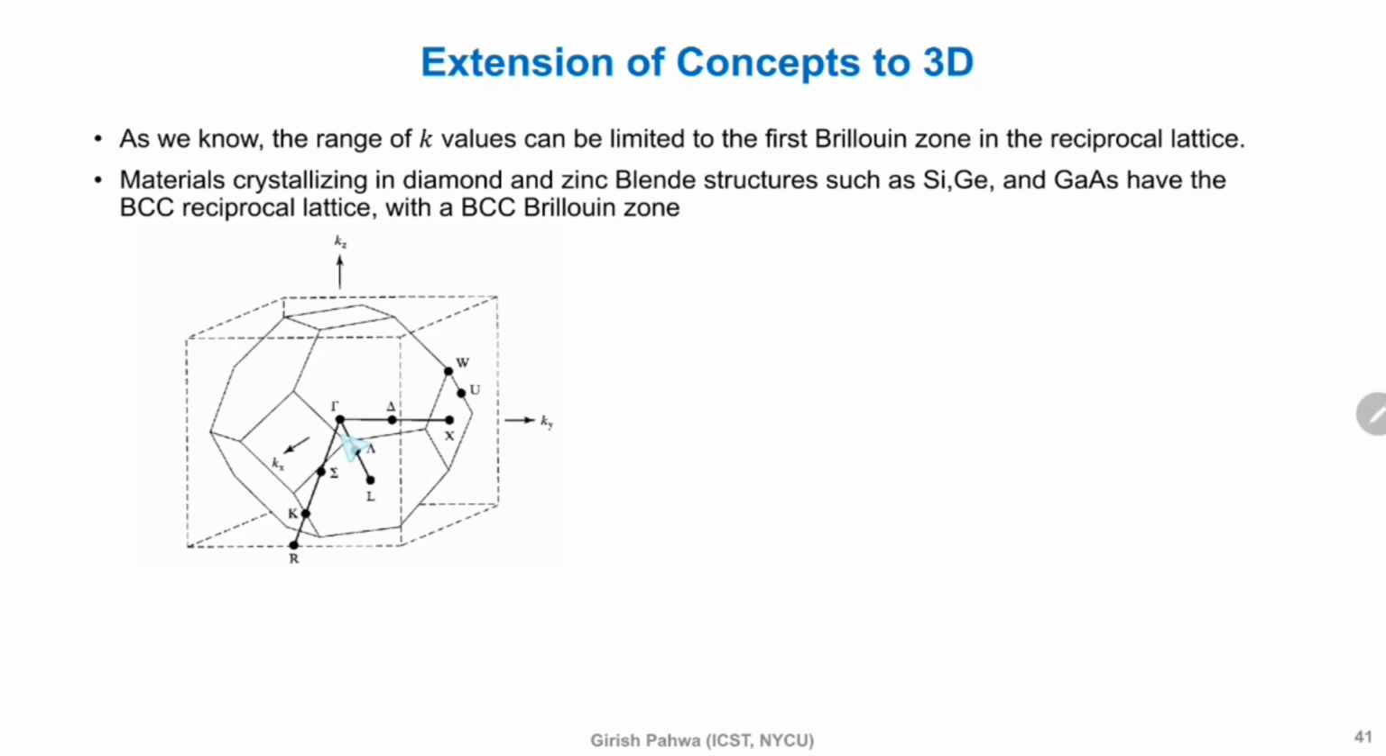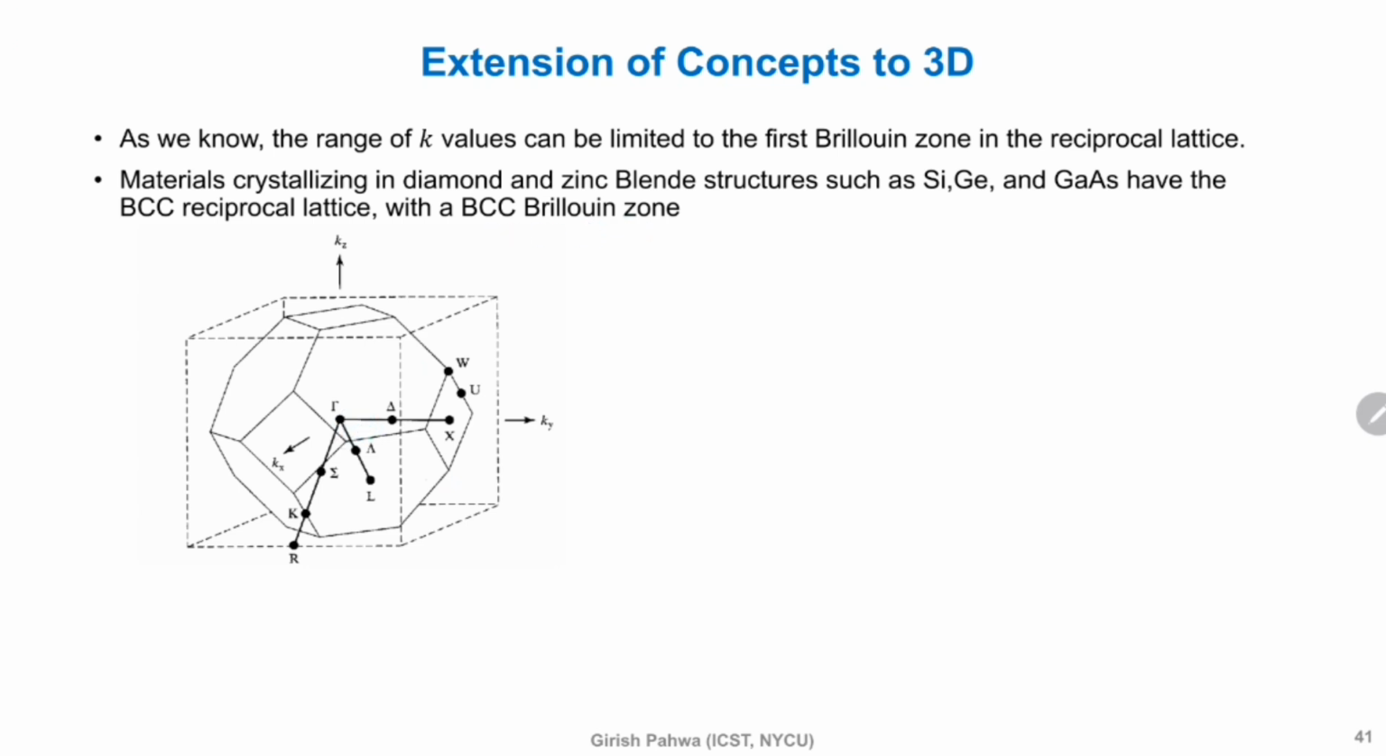Center of this Brillouin zone. By the way, this Brillouin zone will be the same for silicon, germanium, and gallium arsenide, which are the most important semiconductors for us. Most important is silicon. Gallium arsenide is also important, with some applications in RF and microwave. Germanium is also important for some applications, but the most important will be silicon. All of them have this reciprocal lattice, and all of them have this BCC Brillouin zone.